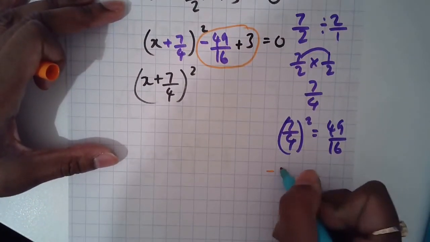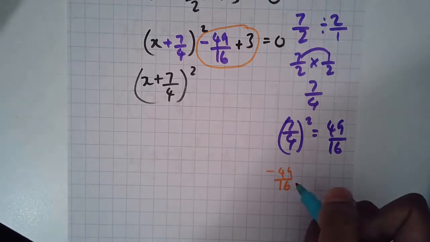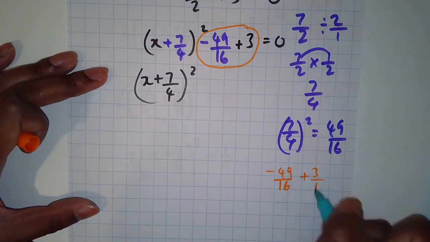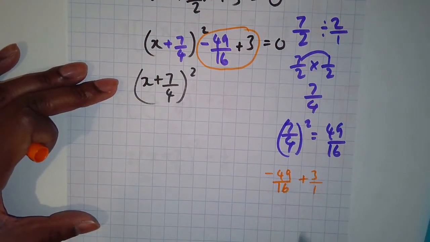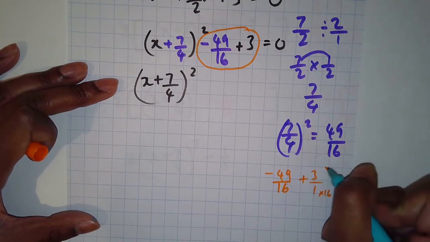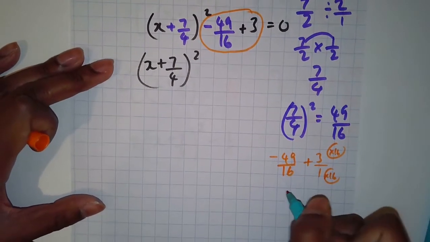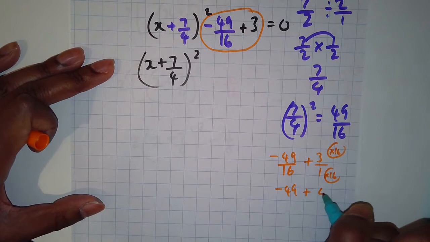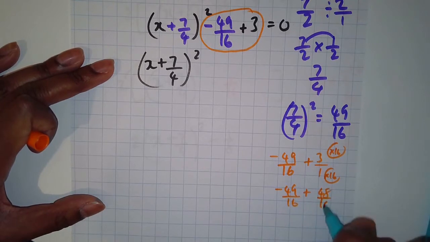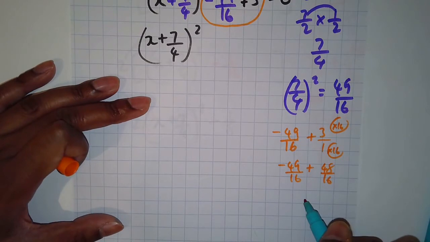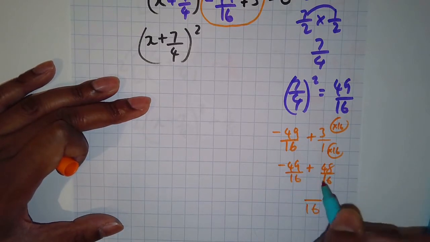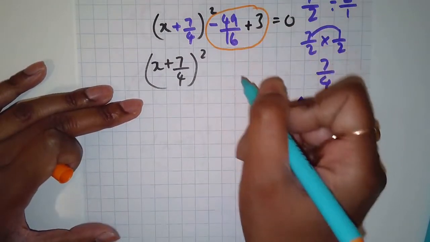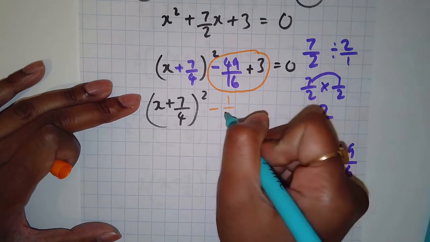I'll do it over here. I put a 1 there just to make it easier. Make the denominators the same, so times by 16. What you do to the bottom, do to the top. So what does that look like now? 3 times 16 is 48. Same denominator. 49 add 48 is minus 1. Minus 1 over 16. So the result of that is minus 1 over 16.